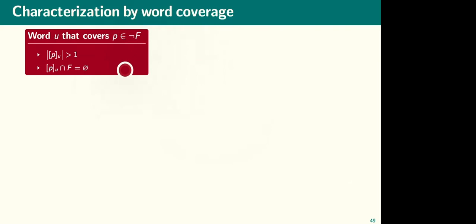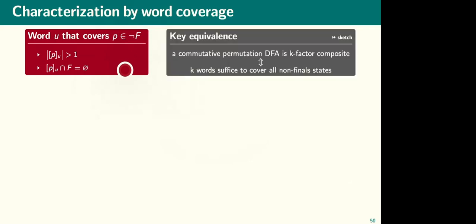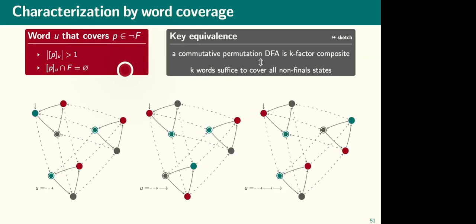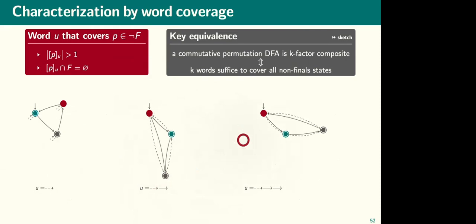In addition, we ask this class to contain only non-final states, and this ensures that we actually get at least one rejecting state in the induced factor. The k-factor compositionality for commutative permutation DFA is then characterized by the fact that every non-final state can be covered by k words. Back to our example, we can actually choose the following 3 words in order to cover all non-final states together. They are represented in red. So we conclude that our example was composite, and after merging our classes, we obtain these 3 factors as the decomposition.